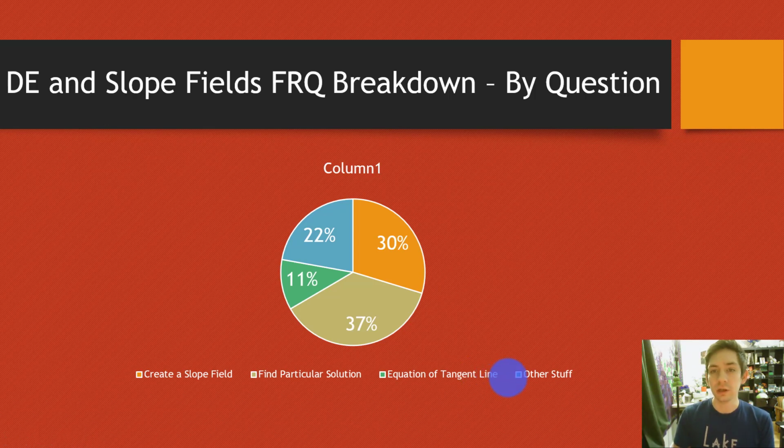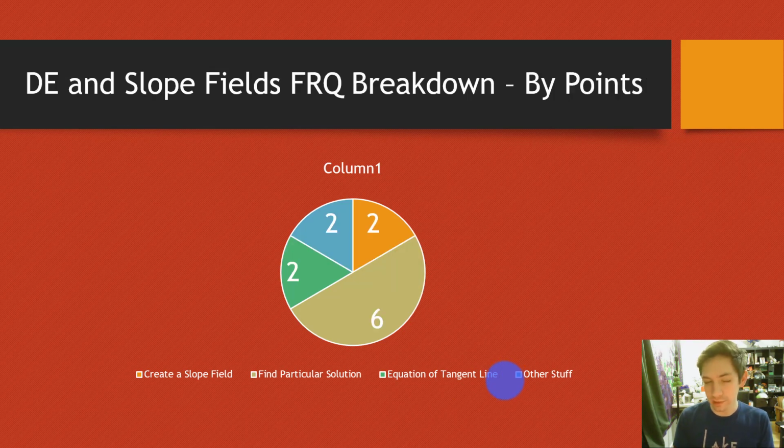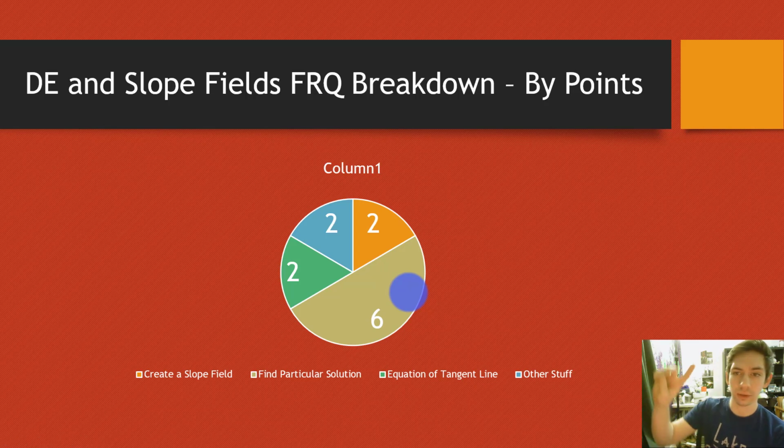But really, if we look at the breakdown by point instead, finding the particular solution usually gets you 6 points. That's a lot of points. So if we can just do that, we're already in big business. And a lot of you are already good at creating slope fields, so that's 2 points. And there's only 9 points in a problem. Usually that other 1 point is for this like equation of tangent line and something. But this is the meat. If you can find the particular solution, you're going to get a lot of points on these questions.